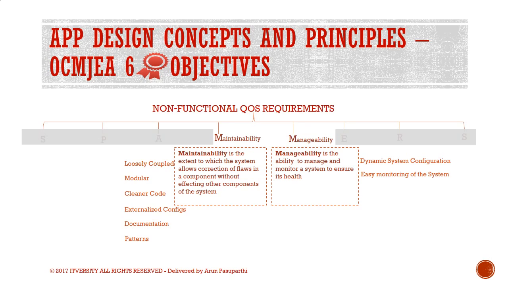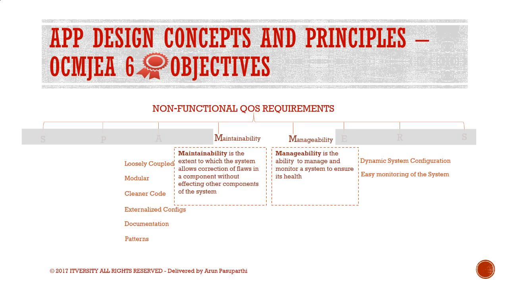Only by monitoring the health of the system, understanding how the database server or an application server is taking the load, and to what extent it can take the load. Next is dynamic system configuration. The system's configuration should be dynamic in nature.